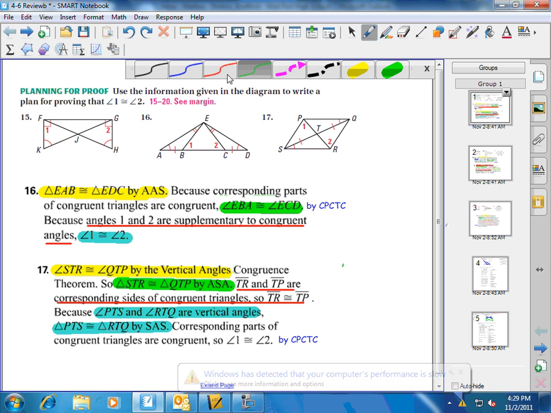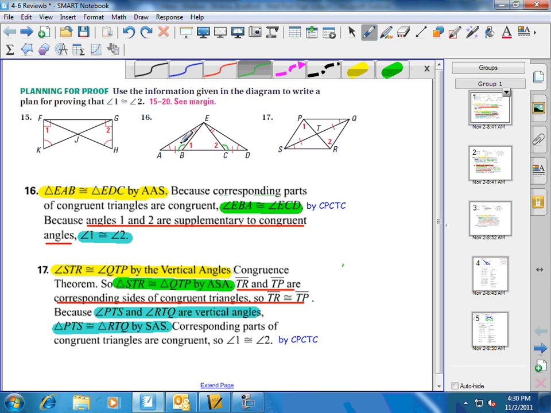Now, because those two triangles are congruent, I know that this angle here is congruent to this angle here, because corresponding parts of congruent triangles are congruent. Now notice, angle 1 and this angle ABE are a linear pair, they're supplementary, and so are these two angles, they're supplementary. So angle 1 and angle 2 are supplementary to the same angle measurement. So that means angle 1 and angle 2 must be congruent.